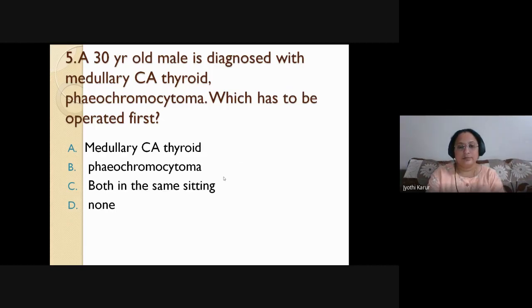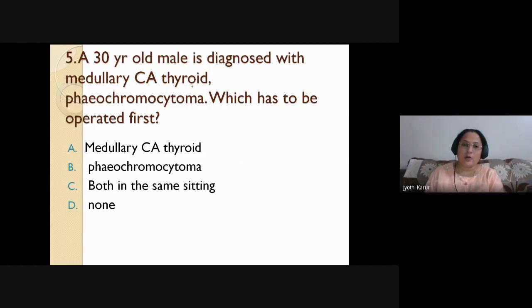A male diagnosed with medullary carcinoma of thyroid and pheochromocytoma. So which syndrome is this? Multiple endocrine neoplasia. Which variant? MEN2. Okay. Which has to be operated first? So he has multiple neoplasias. Both are important. Both have to be operated, definitely. Which has to be operated first?